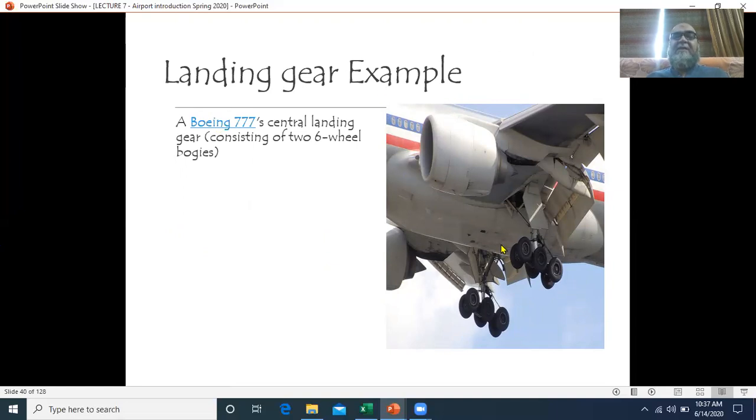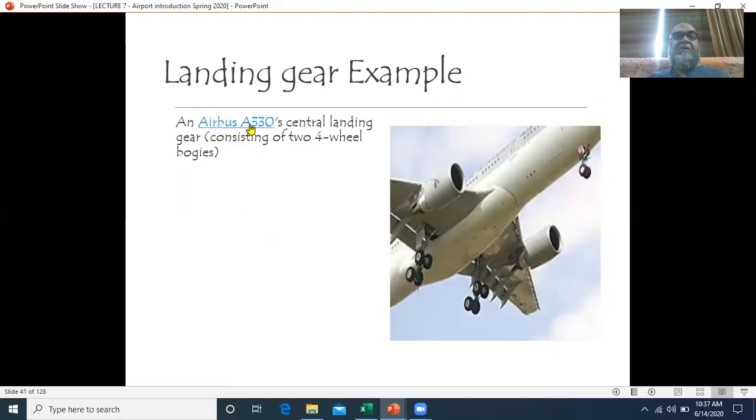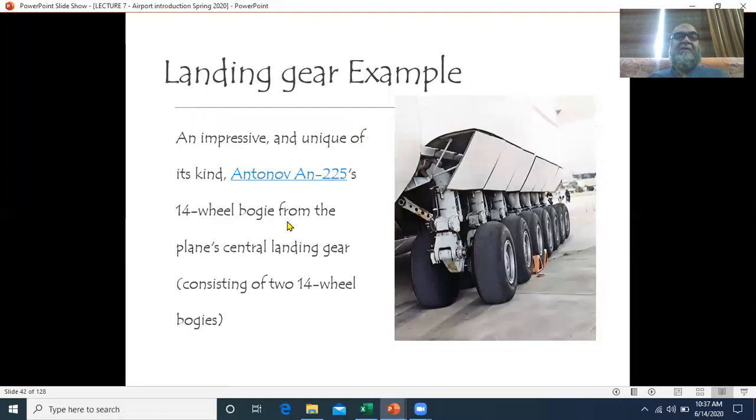We call each set of wheels a bogie. So a Boeing 777 consists of two six-wheel bogies. This is one set, this is one set. We call this six wheels and this six wheels. There is another example as well. This one is the nose. This is two bogies consisting of four wheels each, tandem. This is an Antonov AN-225. It has 14-wheel bogies. It has central landing gears, consisting of two 14-wheel bogies.